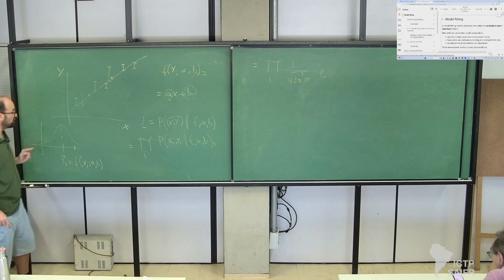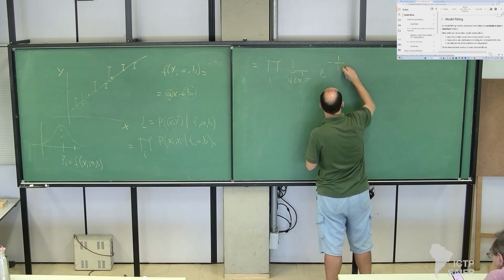So this is the exponential of minus 1 over 2 sigma squared times what goes up here: y_i minus f of x_i, a, b, all of this squared. This is the expression for the normal where the average is the value of my straight line, my prediction value. Does that make sense? But now, this is a product of many exponentials.